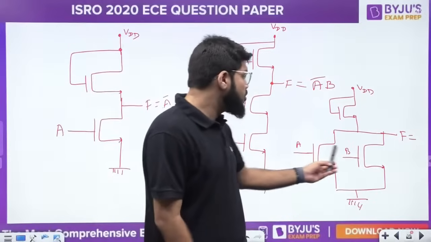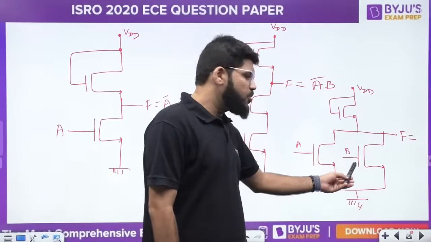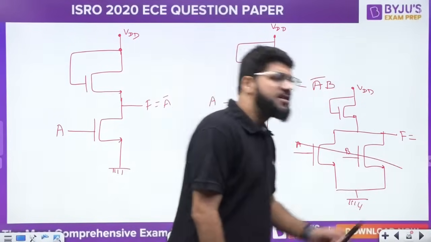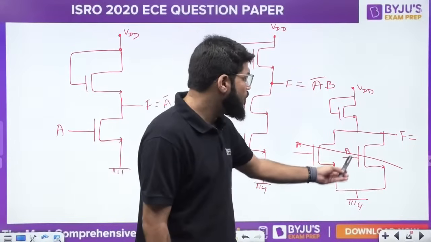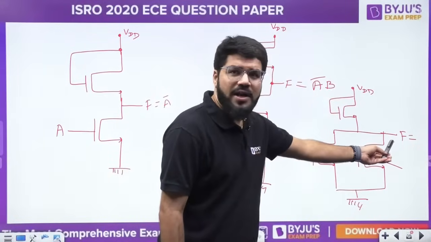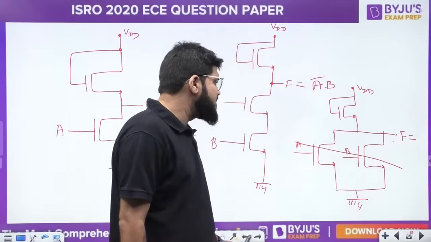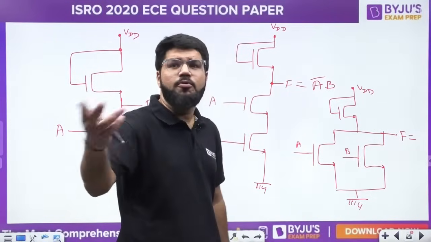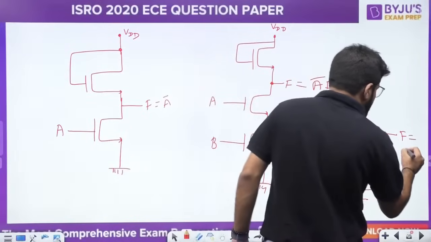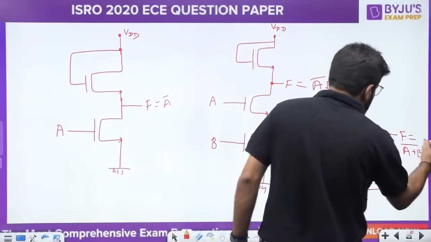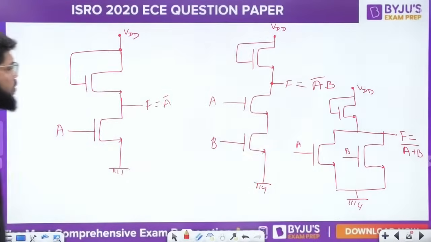But only when both the inputs are 0, this particular connection is not completed. I mean, both the switches are open, so no current flows in the path to ground, and VDD will appear at F. That means F will be high. So when both the inputs are 0, output is high. If any input is 1, output is 0. That is a NOR gate. That is what NOR gate is.